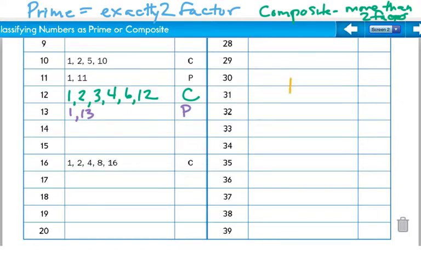14. I always start with 1 times itself. It's an even number, so I know 2 is a factor. 2 times 7. Nothing times 3. Nothing times 4. Nothing times 5. Nothing times 6. And then I get back to 7 times 2. Once I hit that turnaround fact, I know that I have found all of my factors. For 14, I have 4 factors. 1, 2, 7, and 14. It has more than 2 factors, so it is a composite.